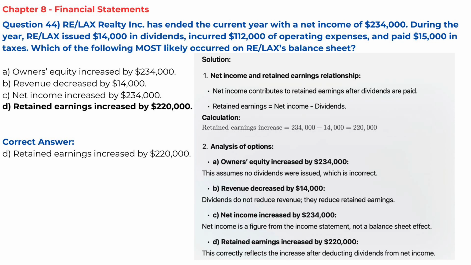2. Analysis of options. A. Owner's equity increased by $234,000. This assumes no dividends were issued, which is incorrect. B. Revenue decreased by $14,000. Dividends do not reduce revenue, they reduce retained earnings. C. Net income increased by $234,000. Net income is a figure from the income statement, not a balance sheet effect. D. Retained earnings increased by $220,000. This correctly reflects the increase after deducting dividends from net income.